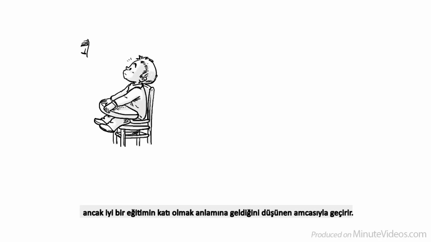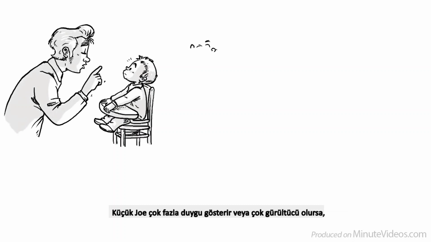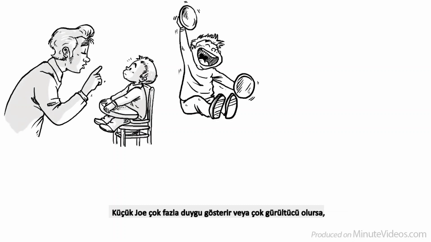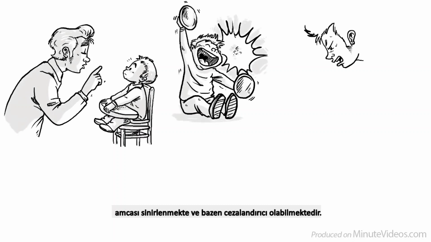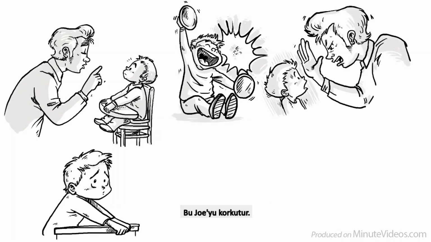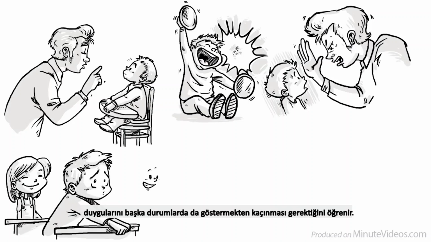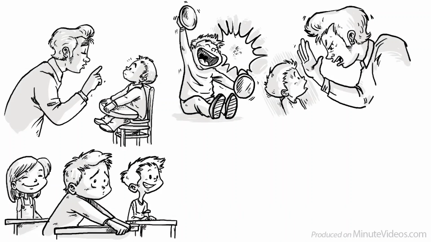2-year-old Joe spends his days with his uncle, who loves him, but thinks that a good education means being strict. If little Joe shows too much emotion or is too loud, his uncle gets angry and sometimes punitive. This scares Joe. He learns that to avoid fear, he has to avoid showing his feelings, also in other situations.